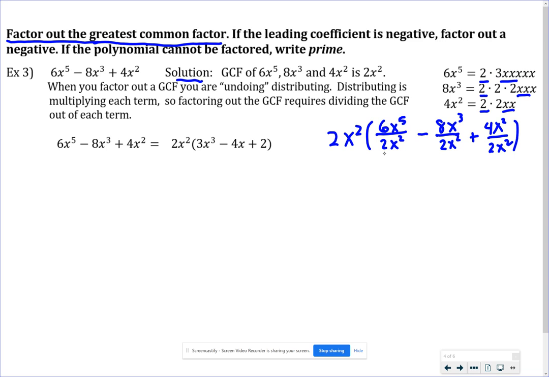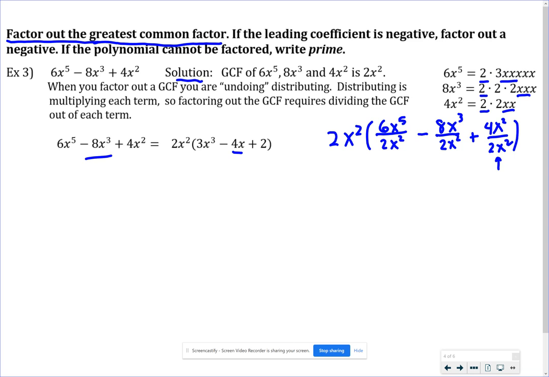Okay, so I divide each of the terms by a 2x squared. 6 divided by 2 is 3, and then x to the 5th divided by x squared is x to the 3rd. That's where this comes from. Okay, the 8x to the 3rd, that second term, divide it by 2x squared. 8 divided by 2 is 4, and x to the 3rd divided by x squared is an x. That's where this one comes from. And then finally right here, 4x squared divided by 2x squared.